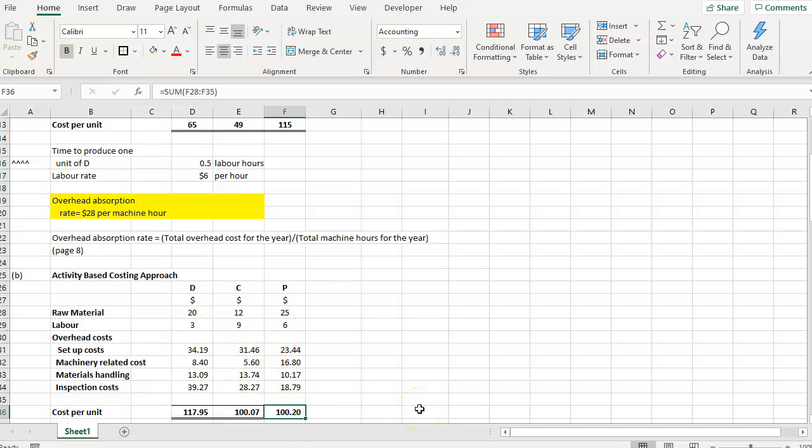Alright? So it means, therefore, that if product P was being priced based on a cost of $115, it means that product P would be overpriced because its cost should really be $100. So that concludes the calculation for part B. Now part C is the discussion part of the question.